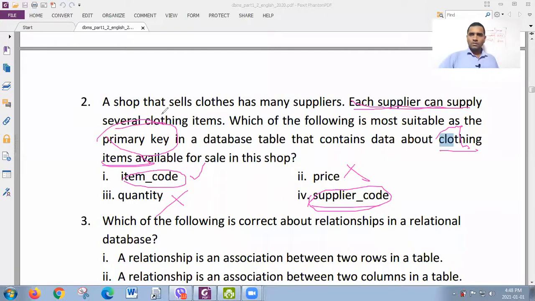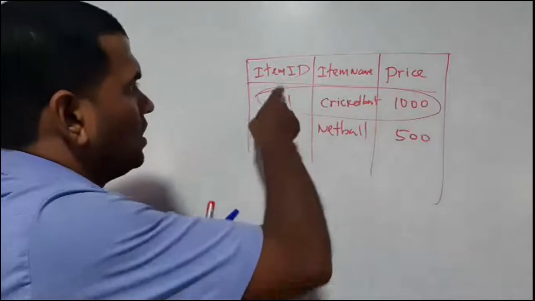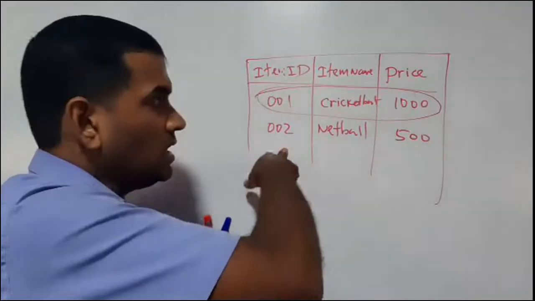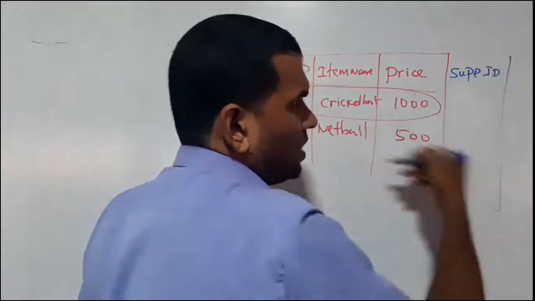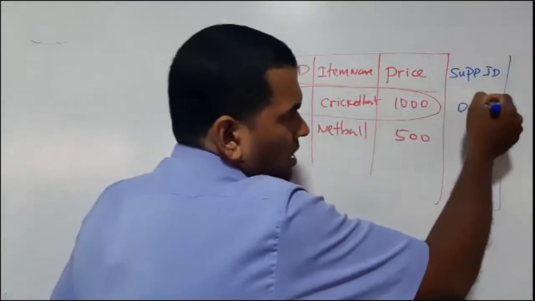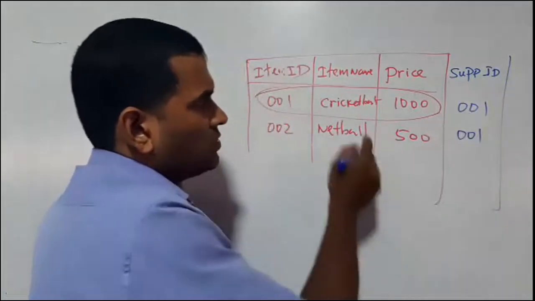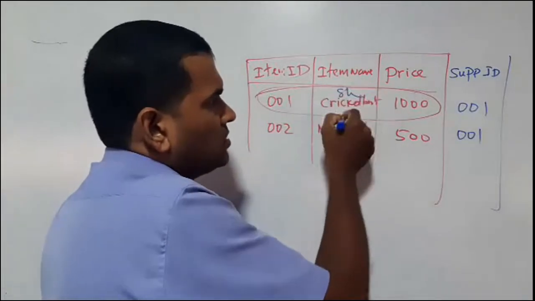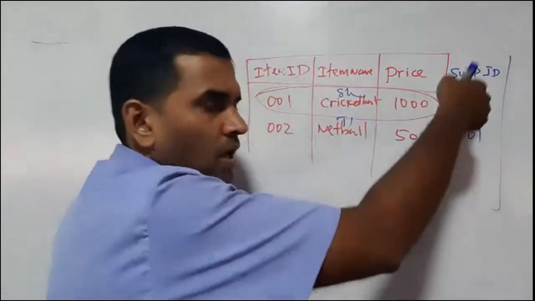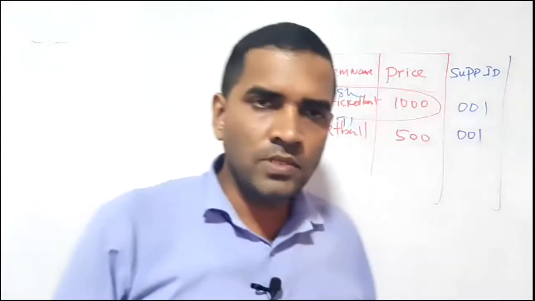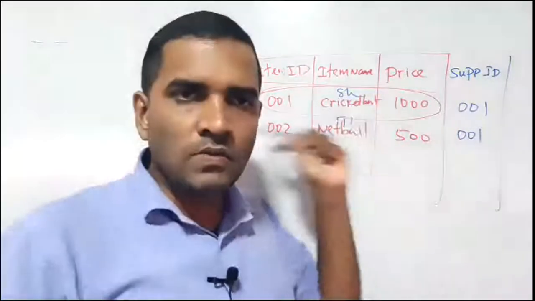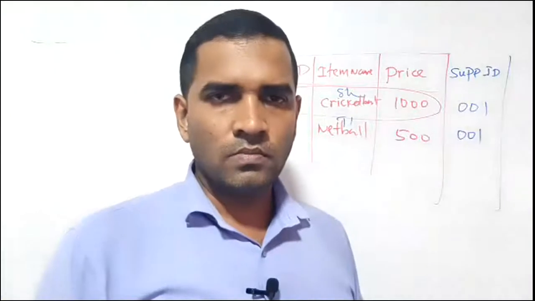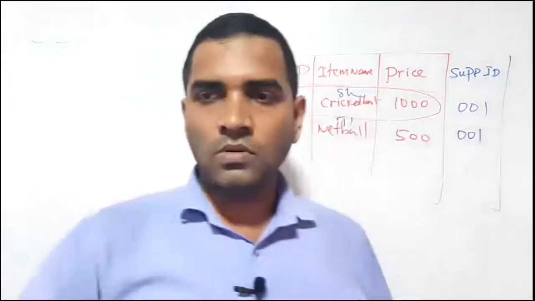So in your table, assume this is cloth item ID, cloth item name, and this is price. Assume you have supply ID here. This is possible. But one supply ID can be repeated, because assume this is a shirt, and this is a T-shirt. The shirt is supplied by this supplier, and the T-shirt is also supplied by them. According to the description, one supplier can supply many items, so this single supplier supplies shirts as well as T-shirts. Now see, it leads to duplication. So definitely it must be the item code. Okay, so item code is the answer.